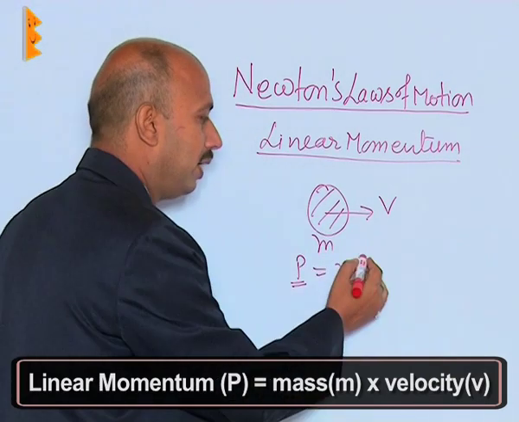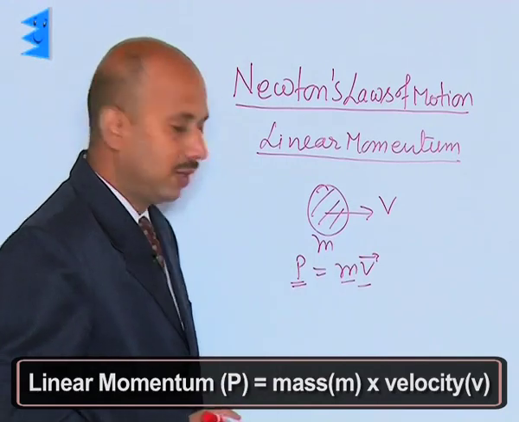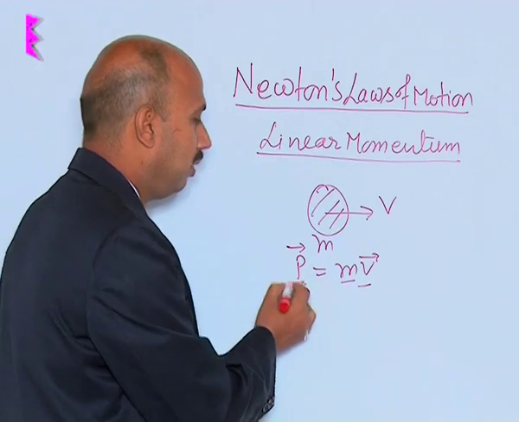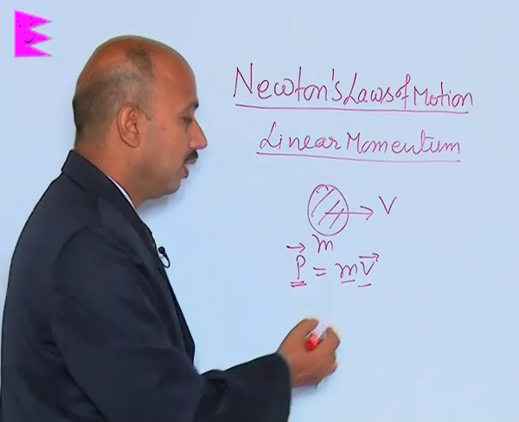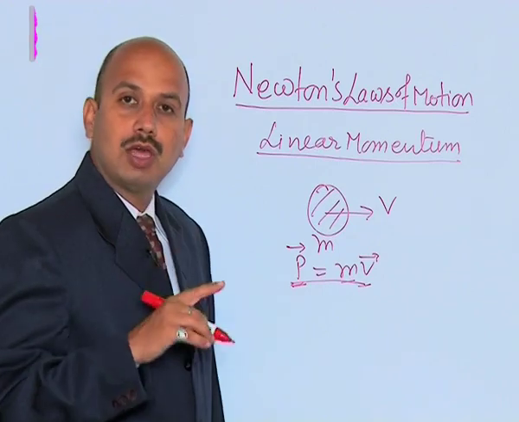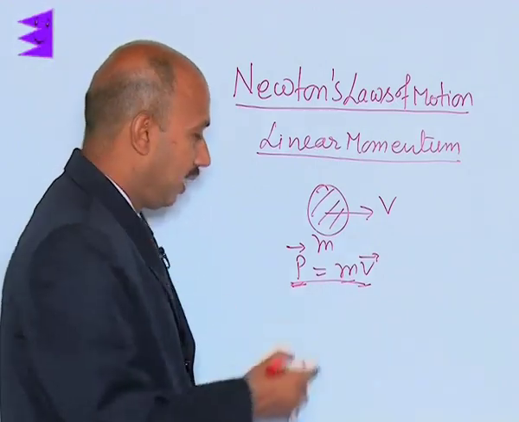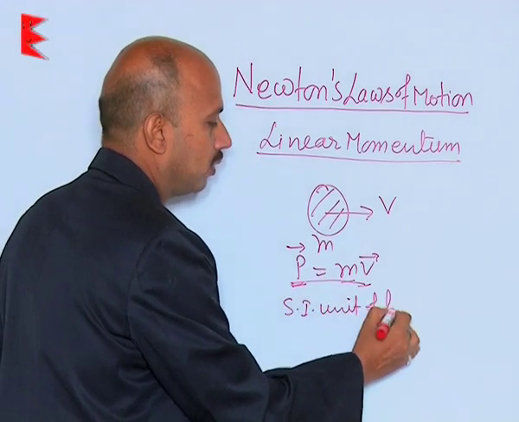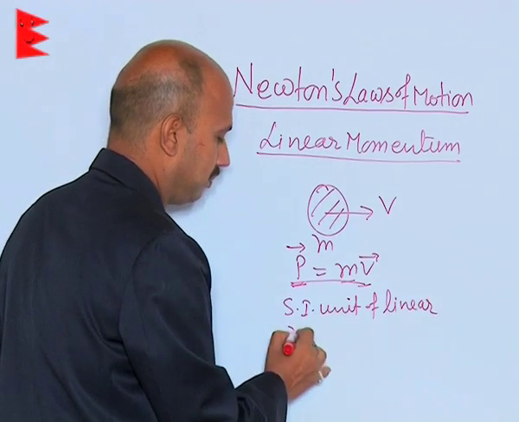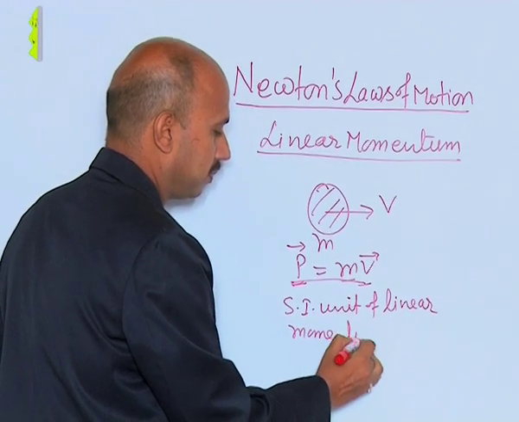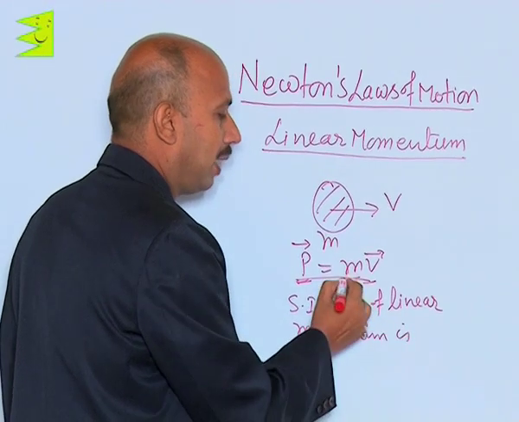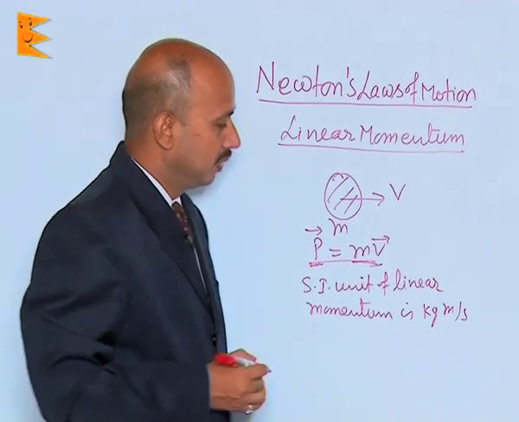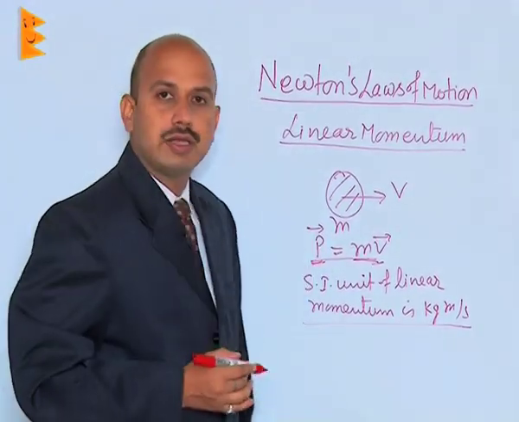Linear momentum is a vector quantity, because velocity is a vector quantity. For linear momentum we take the symbol p. See here, the direction of linear momentum is along the direction of the velocity. SI unit of linear momentum: mass is measured in kg and velocity is measured in meter per second. So, this is the SI unit of the linear momentum.